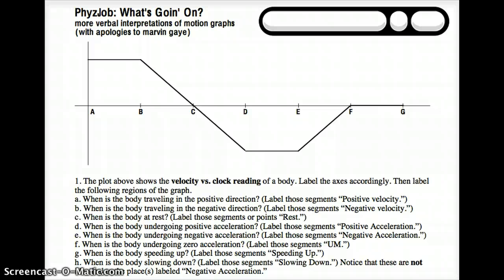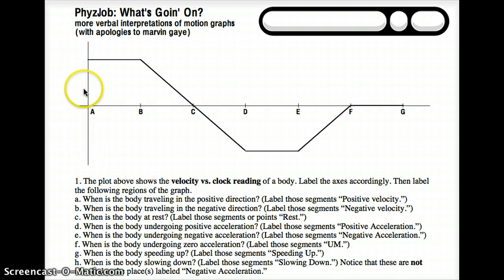So yes, I'm going to be interpreting this graph right here. The plot above shows the velocity versus clock reading of a body. Label the axis accordingly, then label the following regions of the graph. A. When is the body traveling in a positive direction? Label those segments positive velocity.